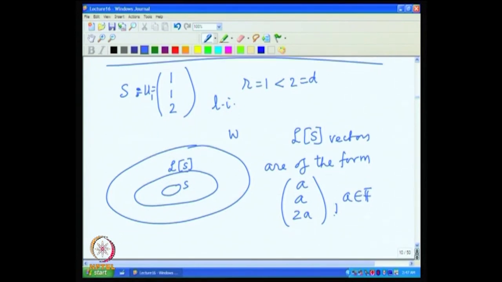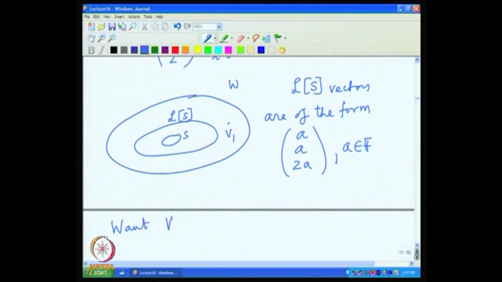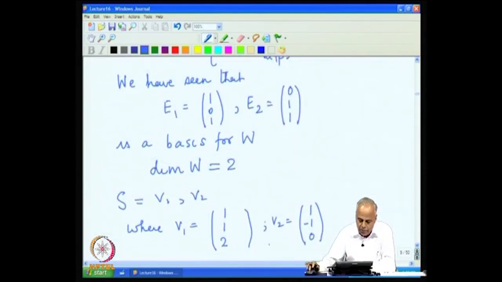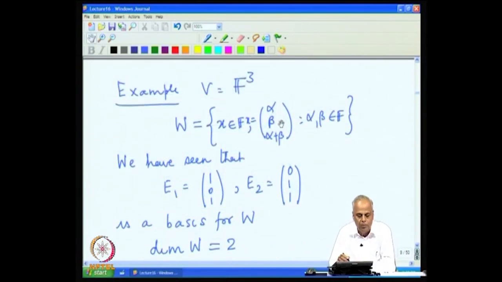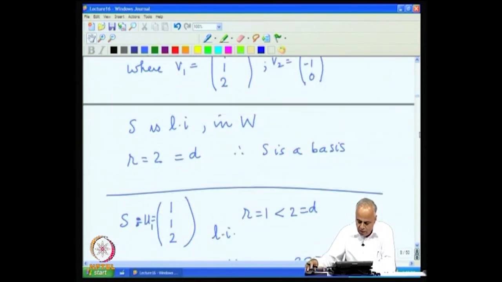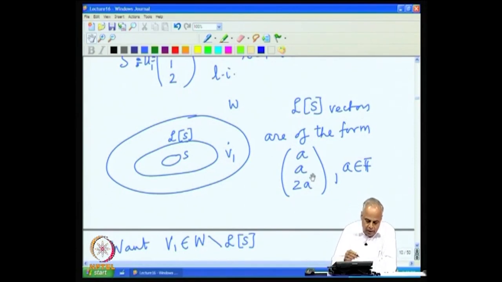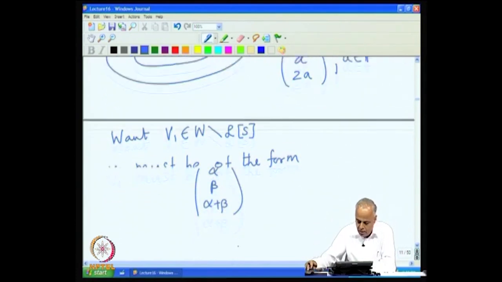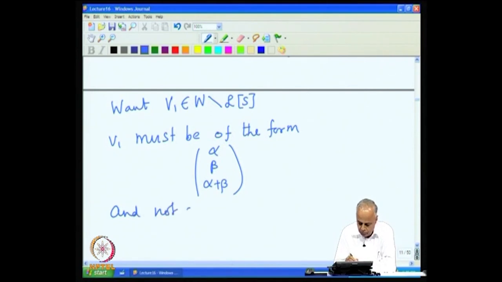So, LS vectors are of this form, and we are looking for V1 outside LS. So, we want V1 belonging to W, but not in LS, that is, in W minus LS. So, it must be a vector in W, and therefore, it must be a vector of the form alpha, beta, alpha plus beta, but it should not be a vector in LS. Therefore, it should not be of the form A, A, 2A. So, V1 must be of the form alpha, beta, alpha plus beta for some alpha and beta, and not of the form A, A, 2A.